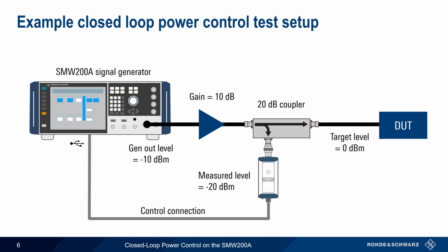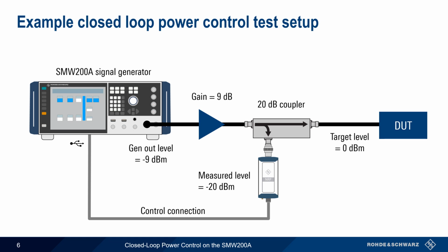For example, if the amplifier gain were to drop to only 9 dB, the measured sensor level would drop to minus 21 dBm, and the power at the DUT would drop to minus 1 dBm. Based on feedback from the sensor, the generator power would then be increased to minus 9 dBm, and this would return the power at the DUT input to the target value of 0 dBm. This adjustment happens automatically, and the correction typically takes only tens of milliseconds.